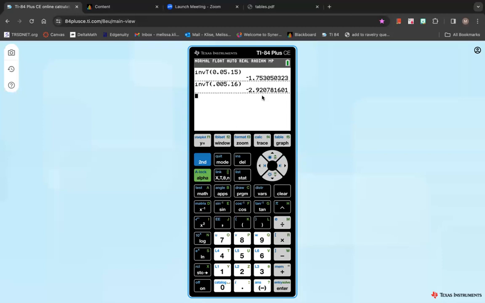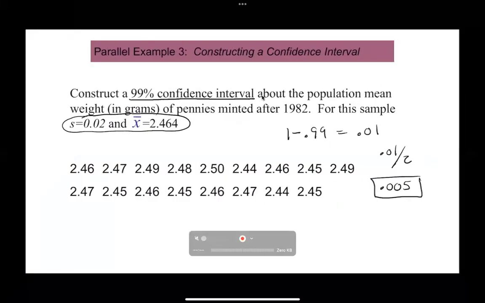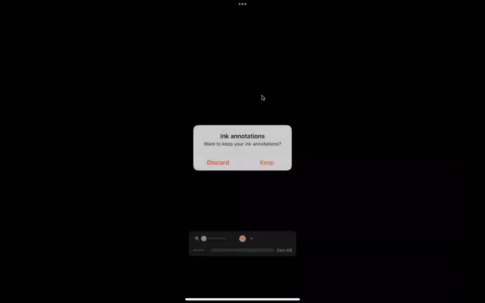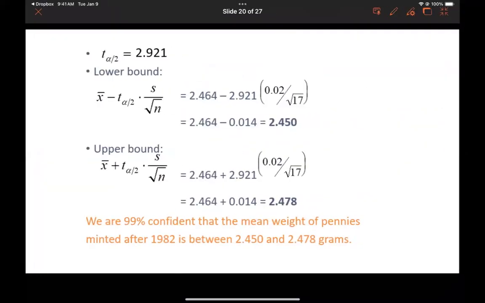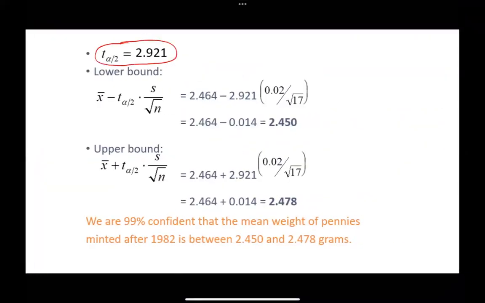All right. So that's my T value. That's my T value right here.